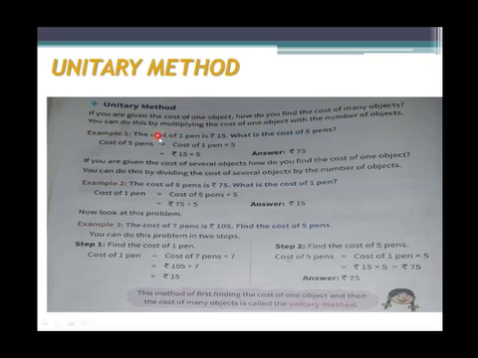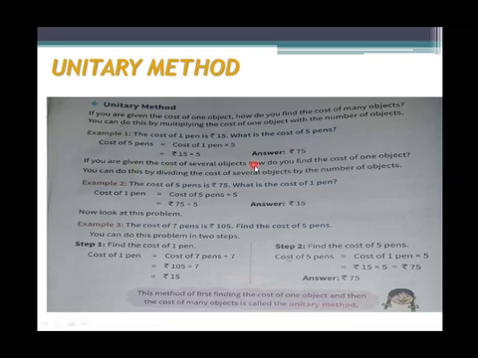See here, for example, the cost of 1 pen is 15 rupees. What is the cost of 5 pens? You know that the cost of 1 pen is 15 rupees, so 5 into 15, if you do, you will get the answer. So the cost of 5 pens equals the cost of 1 pen into 5, that is 15 rupees into 5. So you will get 75 rupees.